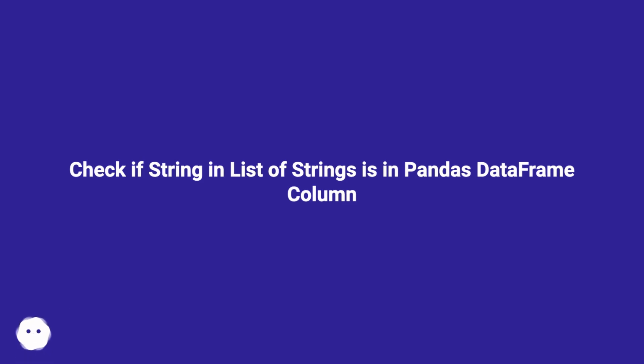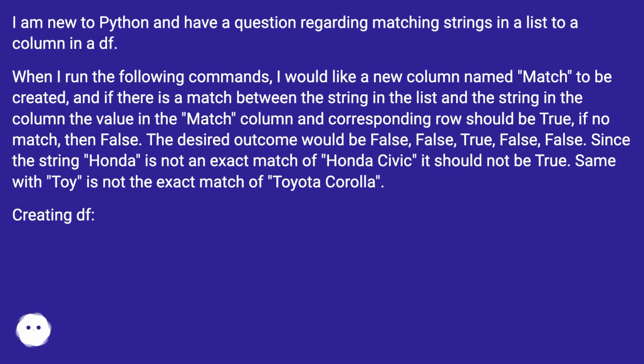Check if string in list of strings is in Pandas DataFrame column. I am new to Python and have a question regarding matching strings in a list to a column in a DF. When I run the following commands, I would like a new column named match to be created, and if there is a match between the string in the list and the string in the column, the value in the match column and corresponding row should be true. If no match, then false.